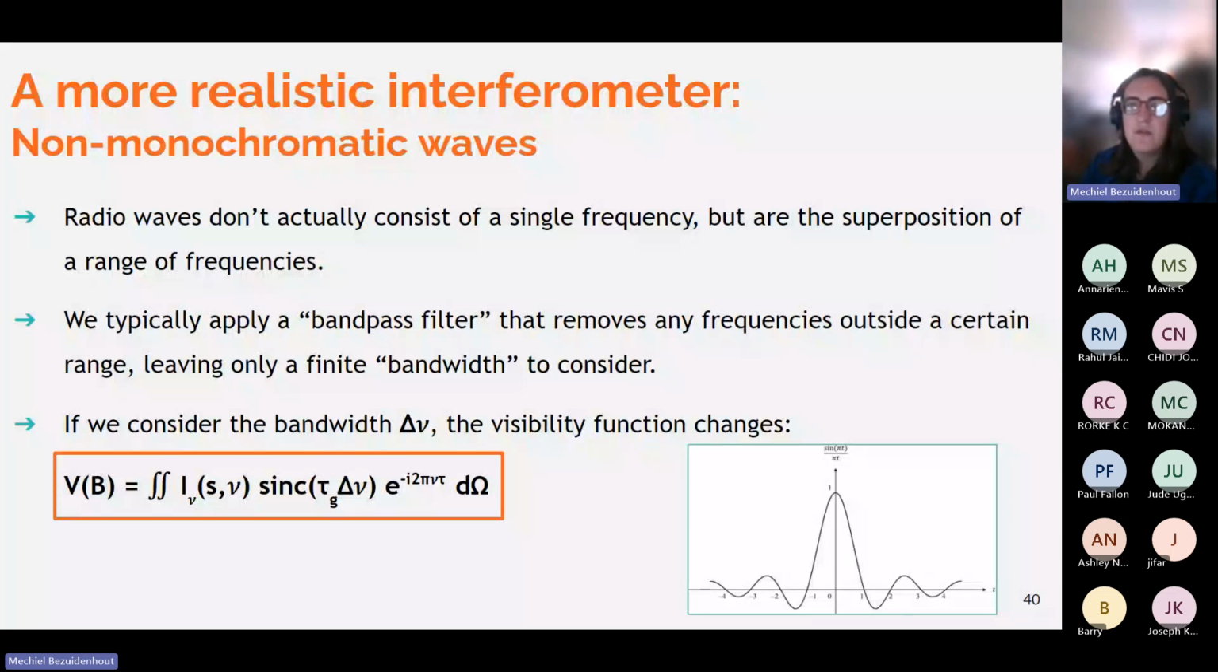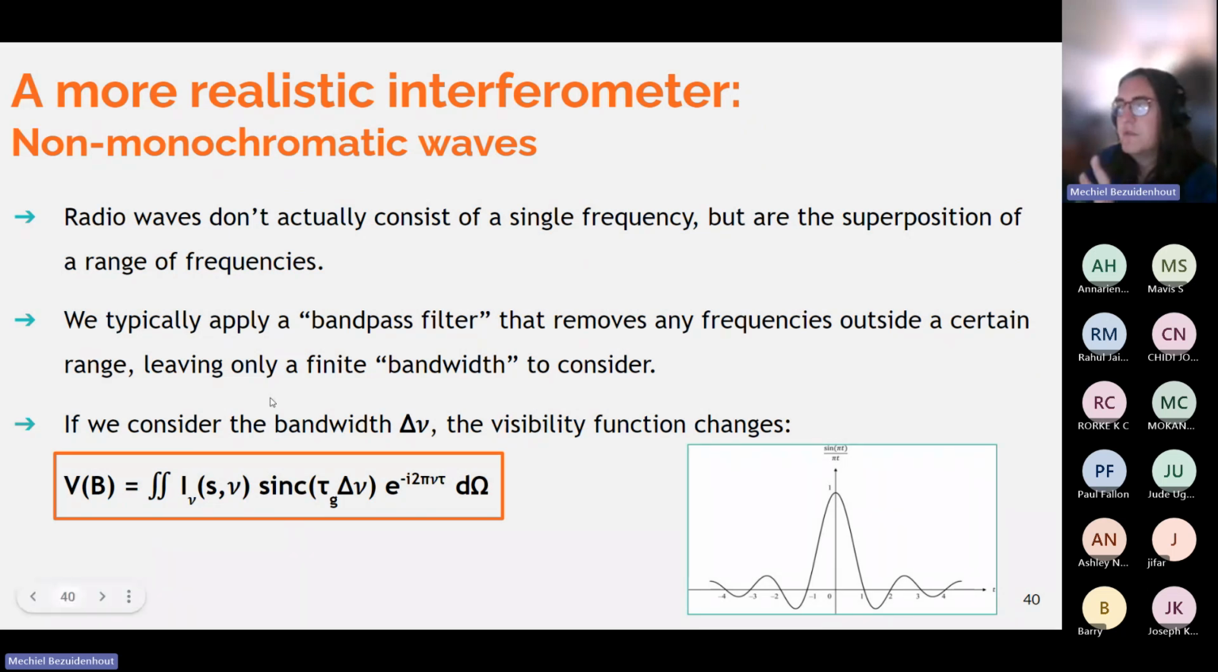So, for example, MeerKAT has an L band, a UHF band, and an S band receiver. The UHF band uses a bandpass filter that only allows frequencies from 544 megahertz to 1088 megahertz, if I'm remembering the numbers correctly, and everything outside of that it throws away.